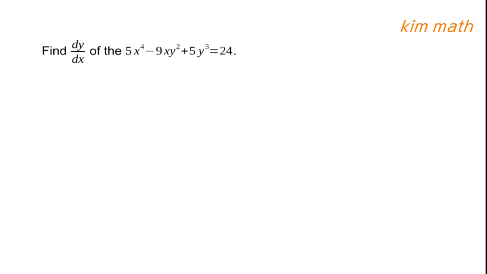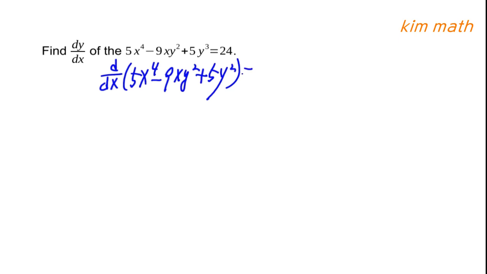Okay, how about this one? Find the dy/dx of this equation. In this case, please note that isolating y is a very hard one, so don't try to solve this one explicitly. Implicit differentiation will be the best choice. So d/dx of 5x to the 4th minus 9xy squared plus 5y squared equals d/dx of 24. Good.